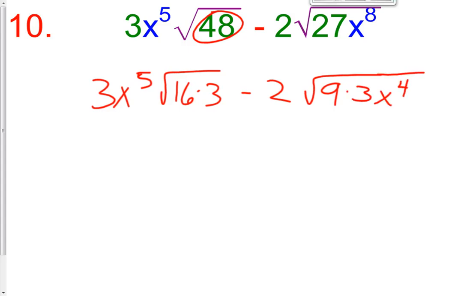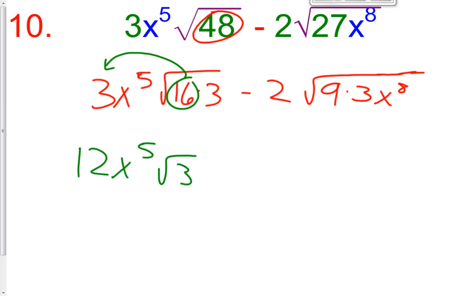Oops, x to the 8th. Sorry about that, class. X to the 8th. Okay, let's simplify these now. I could take out the square root of 16 as a 4, and 3 times 4 is 12x to the 5th square root 3. I can take out a 9 as a 3, so I get a minus 6.